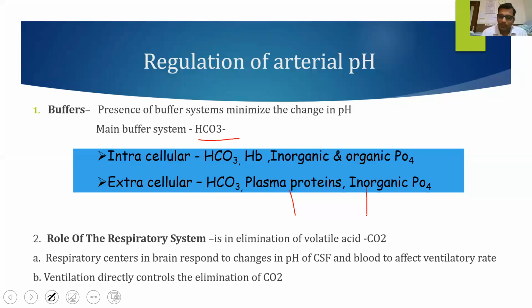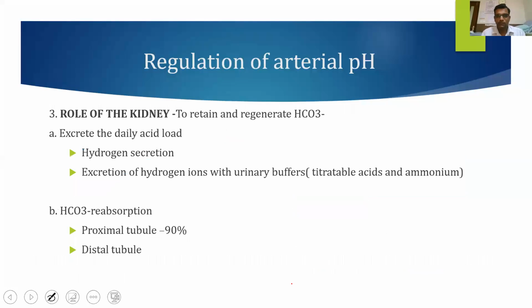What is the role of the respiratory system? It is the elimination of the volatile acid, which is carbon dioxide. The respiratory centers in the brain respond to changes in pH of CSF and blood to affect ventilation. When there is acidosis, the respiratory center gets stimulated, and we increase the ventilatory rate to eliminate the CO2 and compensate for it. The role of the kidney is to retain and regenerate bicarbonate, which includes excreting the acid load by hydrogen excretion, and also bicarbonate reabsorption, which happens mainly in the proximal tubule.